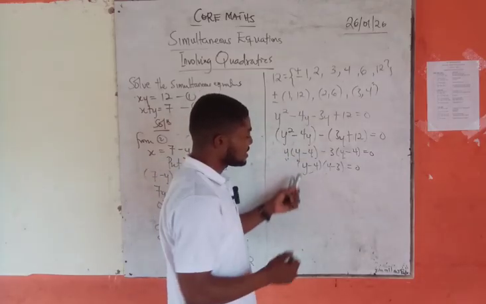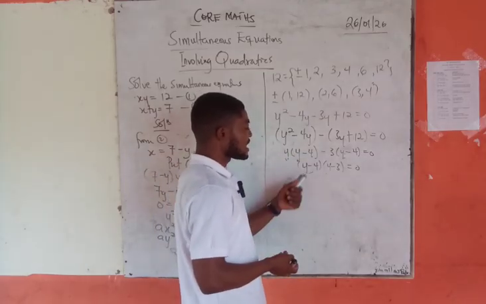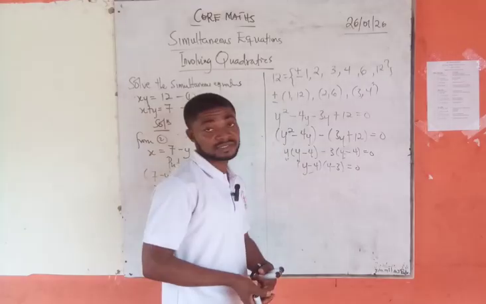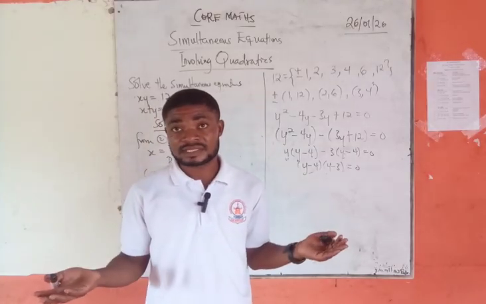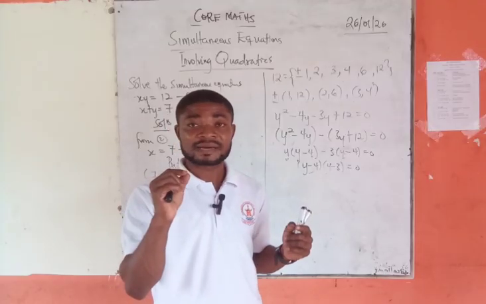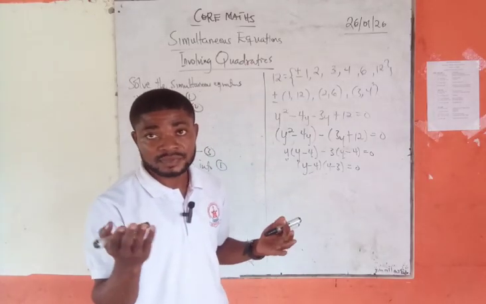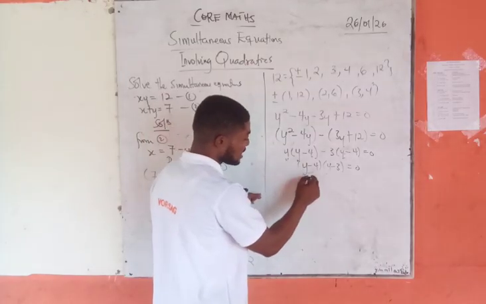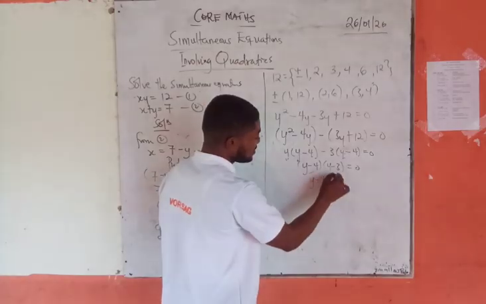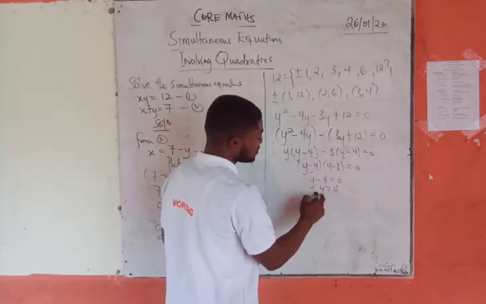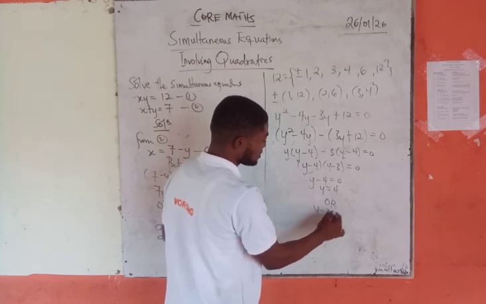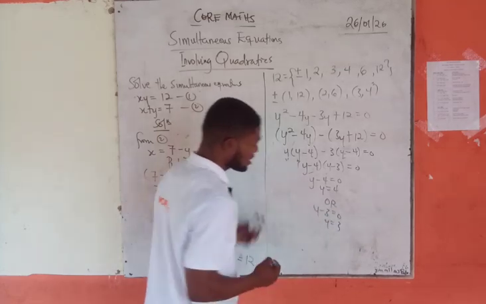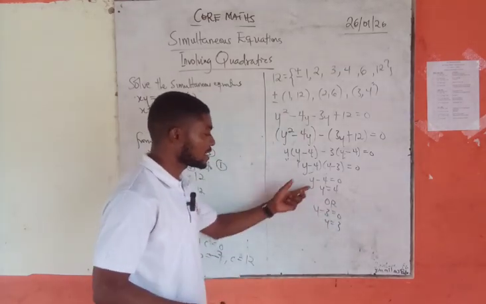Now what you see over here is multiplication. It means a number times another number is equal to 0. When you have two non-zero digits and you multiply, there's no way you're going to get 0, unless, of course, one of the numbers is 0. So how do we prove that? It is either this is the one equal to 0, which means y is equal to 4, or y minus 3 is equal to 0, y is equal to 3. I've gotten two values for y.